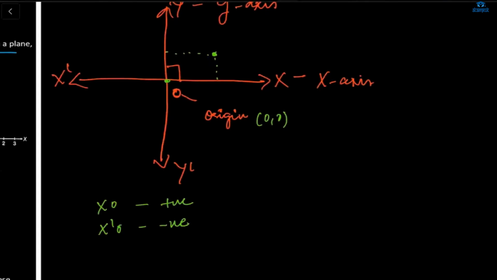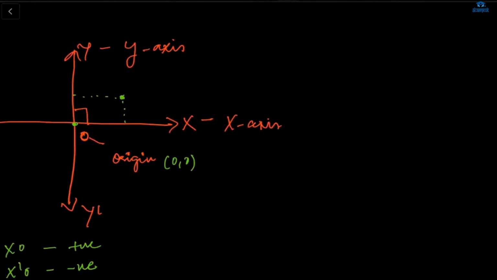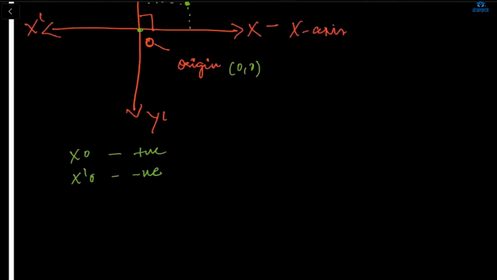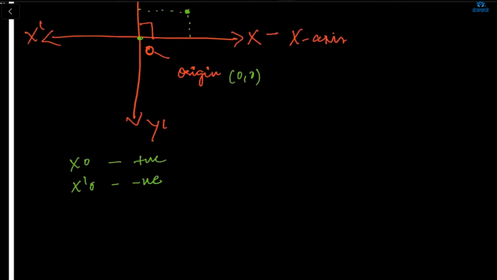Whenever we draw a point on a number line, we mark an origin. On the right side of the origin are the positive points, and on the left side of the origin are the negative points. Similar to that, X dash O is the negative, and Y O is positive, and Y dash O is the negative part. So accordingly, we'll see.